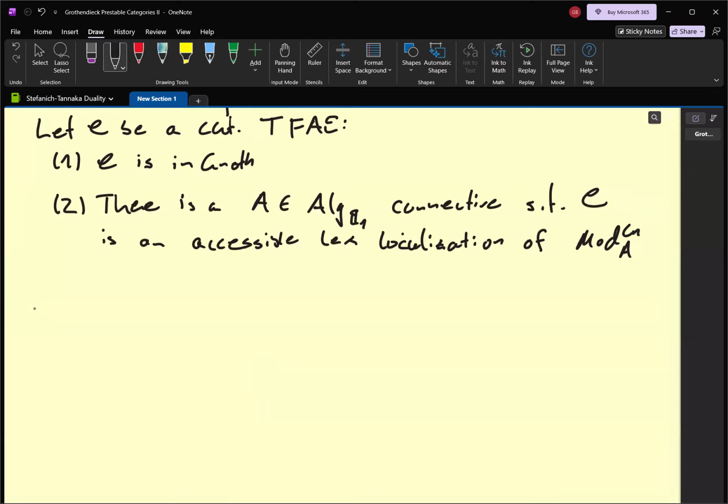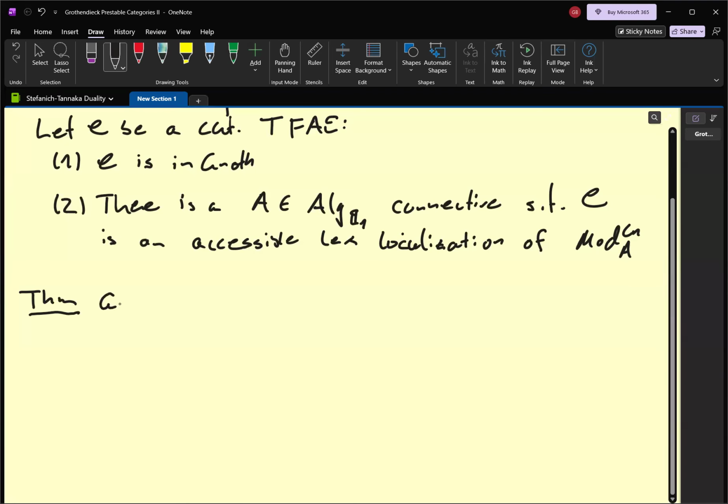We want to try to construct a tensor product of Grothendieck prestable categories. And the problem is it's not clear that the tensor product of two Grothendieck prestable categories, the tensor product in PRL, say, is again Grothendieck prestable. So this is where we will use it. This is the theorem that we're going to discuss now.